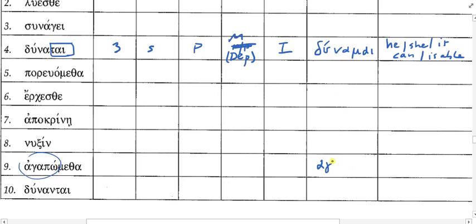Yeah, what's the vocab word? Agapao. That's the lexical form, agapao. Good. And this means that it's what kind of a verb? You have a-o, e-o, and u-o. It's a contract verb. All right, good.